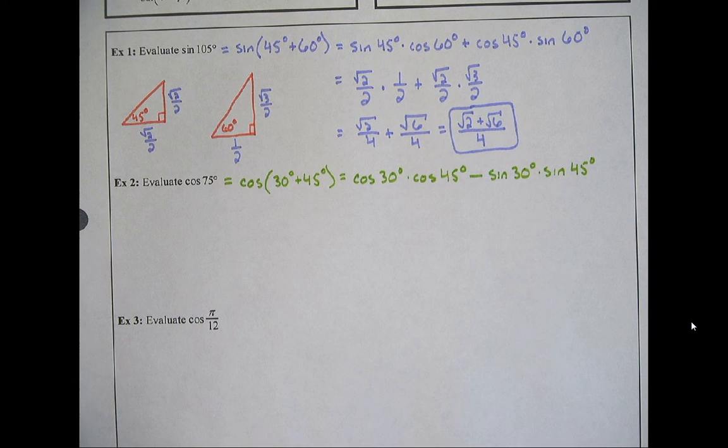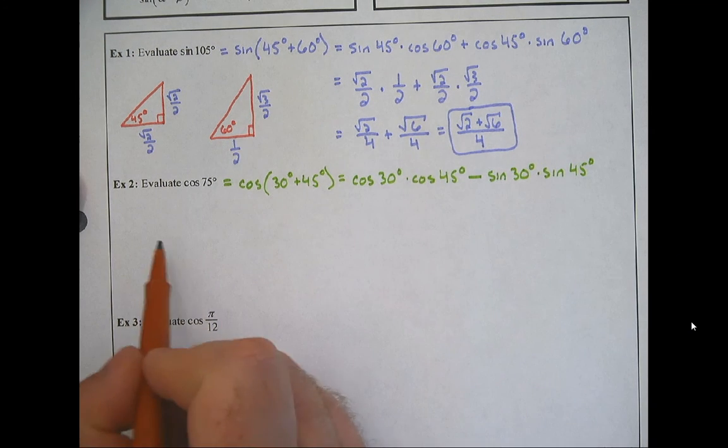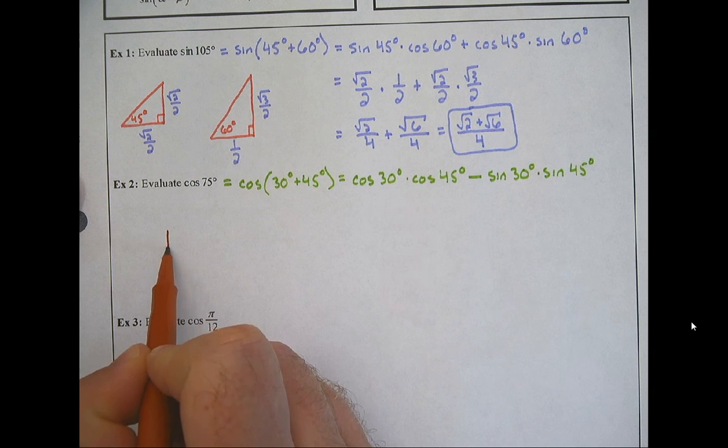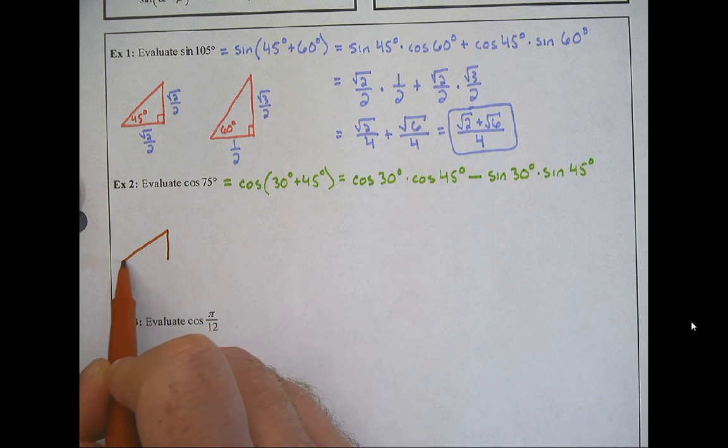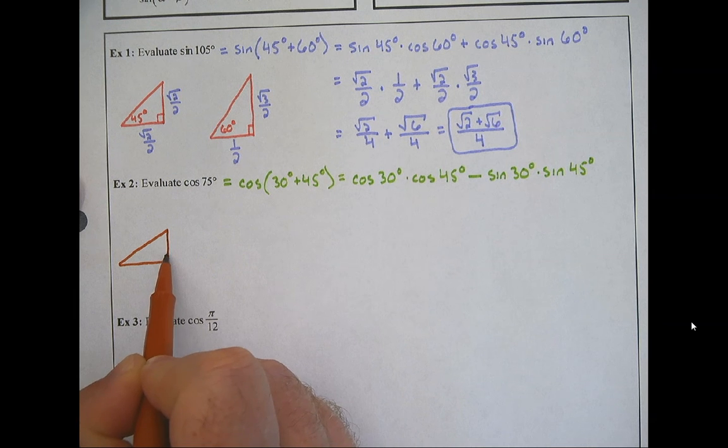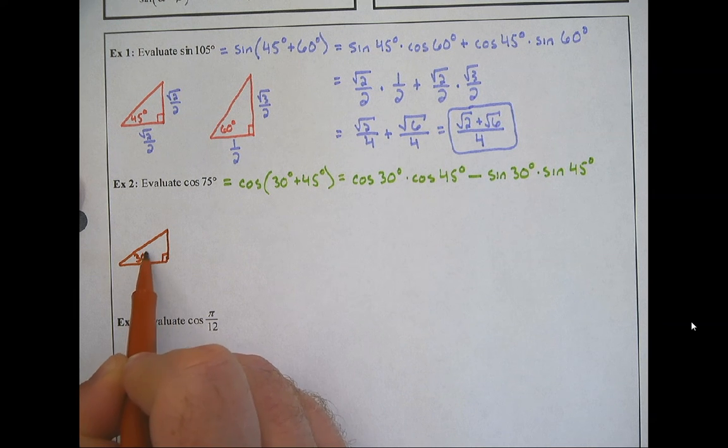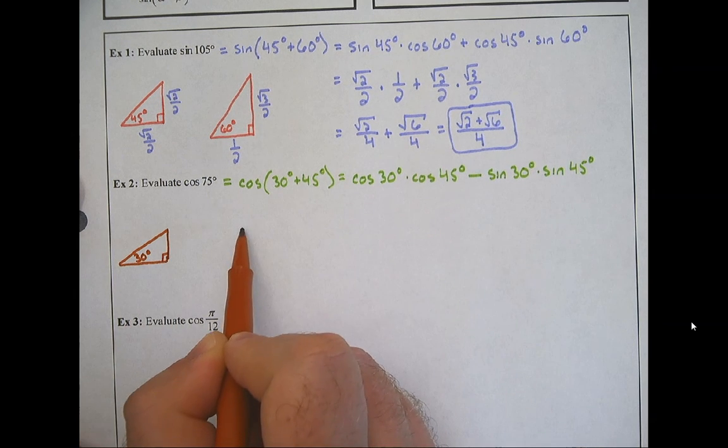Now I need to take those and draw some triangles. So let's use brown. I need a 30-degree triangle, and I need a 45-degree triangle.